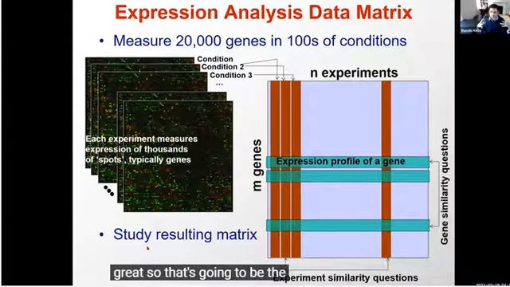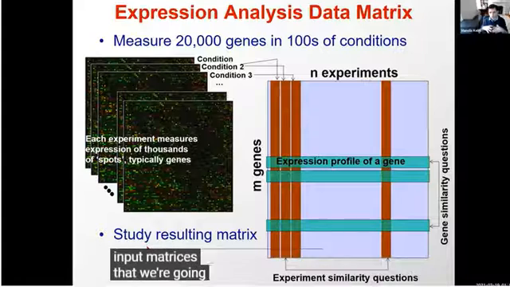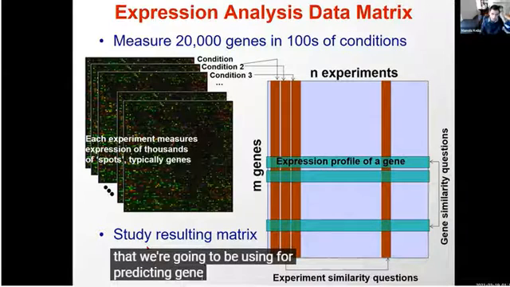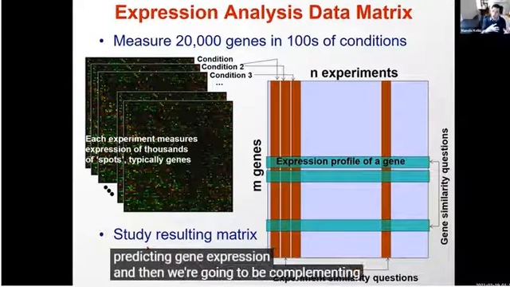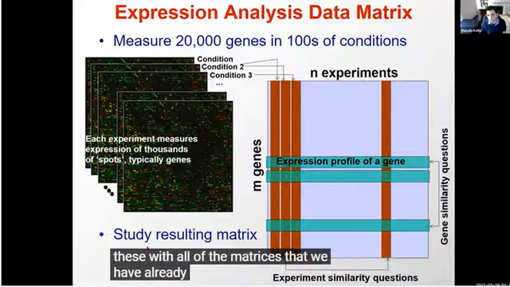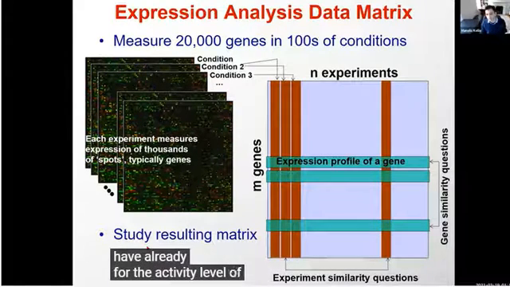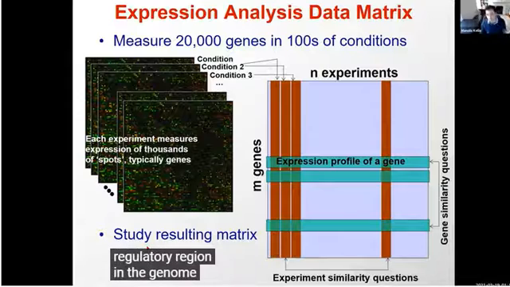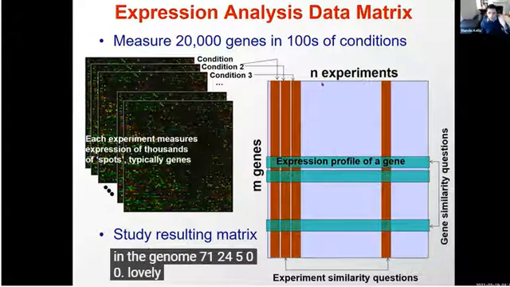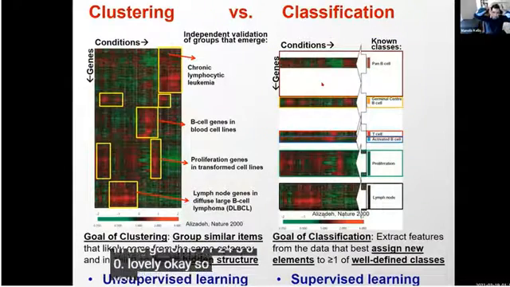Great. So that's going to be the basic input matrices that we're going to be using for predicting gene expression. And then we're going to be complementing these with all of the matrices that we have already for the activity level of every regulatory region in the genome. Lovely. Okay, so you can do all kinds of things.